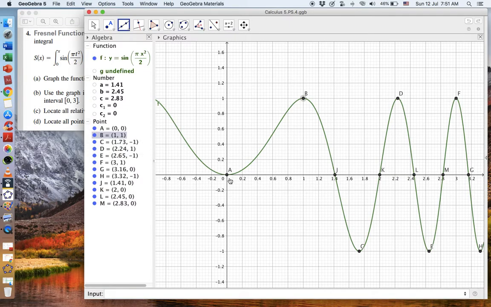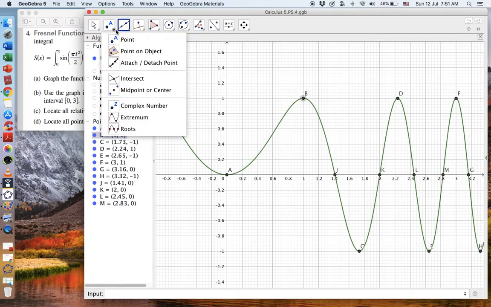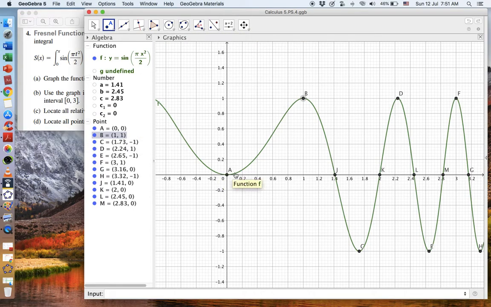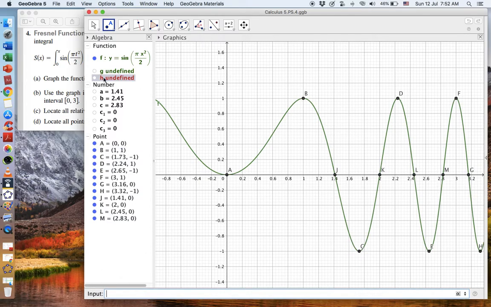I've done that here. I've also asked GeoGebra to find the extrema, which are the troughs and peaks, and also the roots, because those are going to be important for parts C and D. Use the graph in part A to sketch the graph of S on the interval. Well, we know that the derivative is the slope of the actual function. But if I try to graph the integral of this function, then it gives an undefined answer.